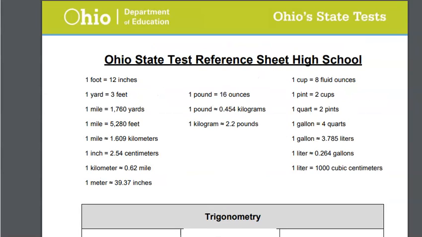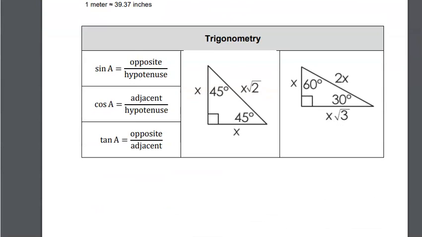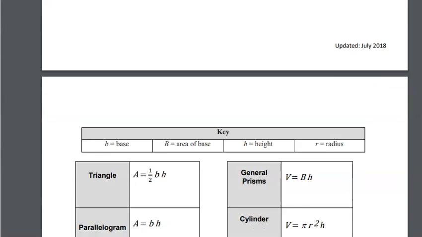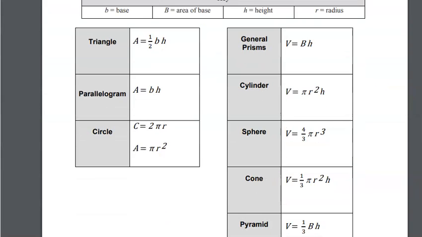Now, what I have right here is the Ohio State Test reference sheet. It's what you are given when you take the end of course exam for geometry. Now, the main reason why I don't spend a lot of time doing volume is because what we really need is practice on how to execute the formulas. You are given the formulas. We have all of the different volume formulas. So we don't really need to memorize them if we want to be successful on the end of course exam. We just have to know how to use them. So that's what we're actually going to practice here.